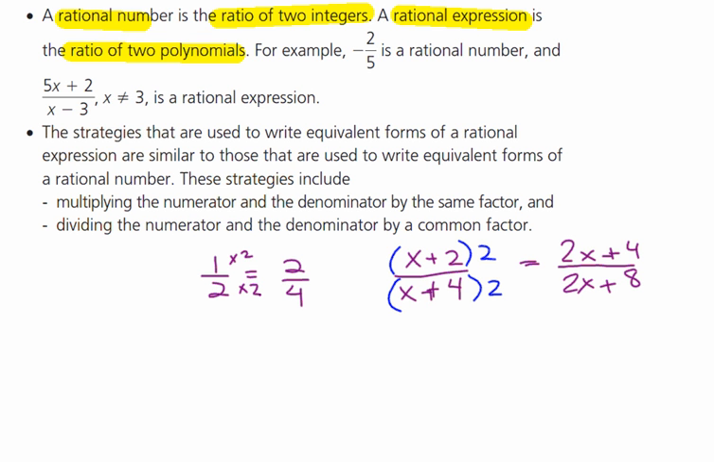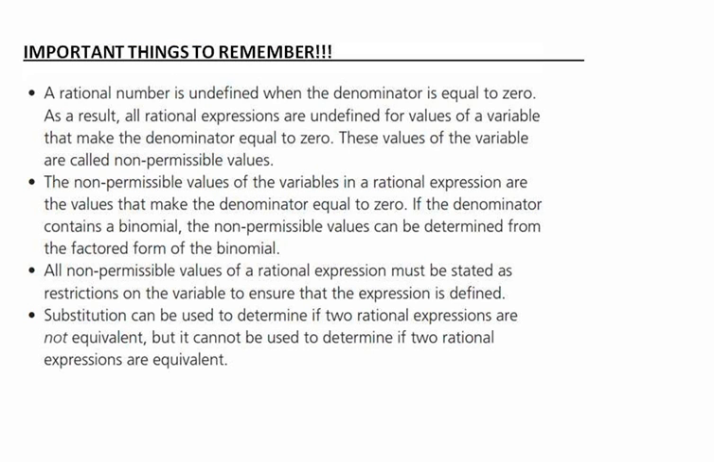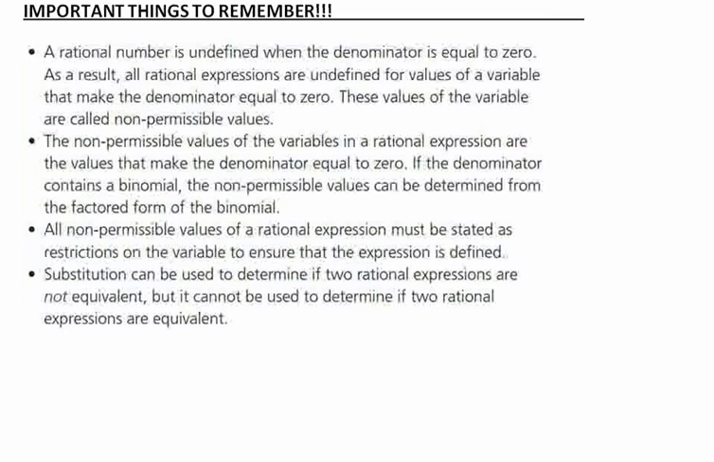All right, so you can multiply the numerator and denominator by the same factor or divide the numerator and denominator by a common factor. So those are the methods. Important things to remember. This is huge, actually. A rational number is undefined when the denominator is equal to 0.